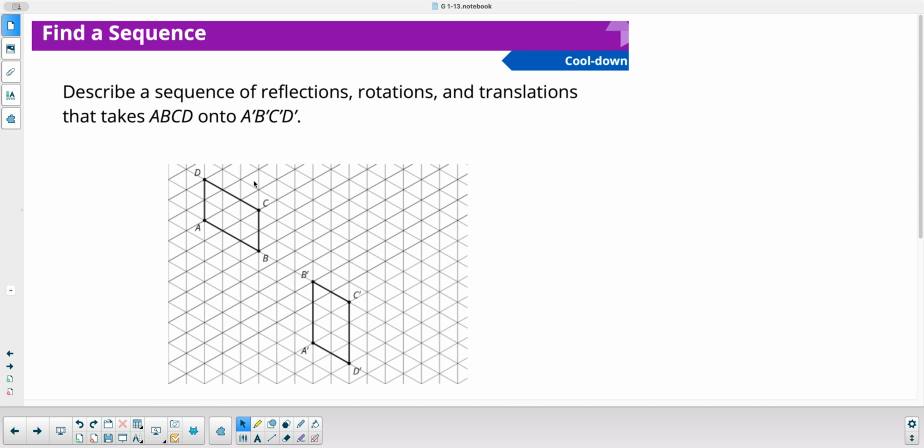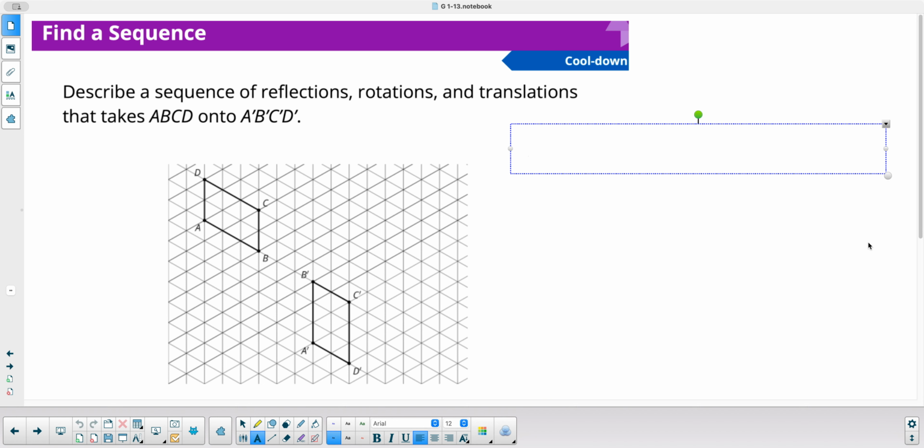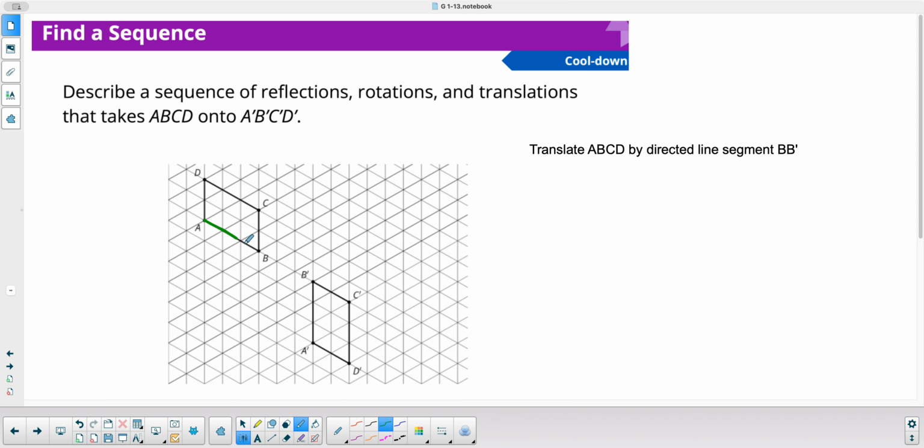Describe a sequence of reflections, rotations, and translations that take A, B, C, D onto A prime, B prime, C prime, D prime. Okay, so usually it's translate, rotate, reflect. So let's do this. Ready? Translate A, B, C, D by directed line segment B, B prime. Okay, so that'll get B and B prime lined up. So it'll look like that. And then rotate.